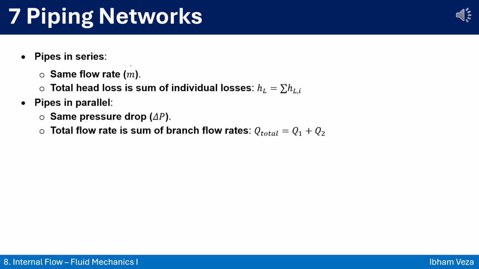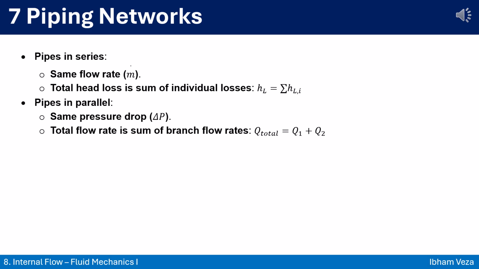Here, the pressure drop across each branch must be the same because the ends are connected to the same upstream and downstream points. The total flow rate through the system is then the sum of the flow rates in each branch. Q total equals Q1 plus Q2. This setup allows us to distribute flow based on resistance, with lower resistance paths carrying more fluid.